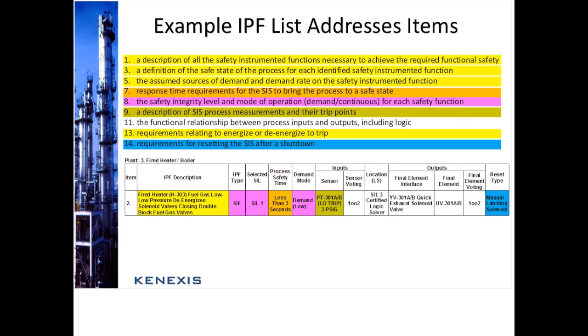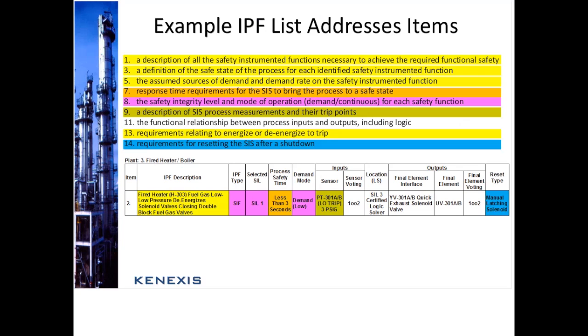So we have that instrument of protective function list, and it addresses a lot of the items in 10.3. So item number 1, a description of all the safety instrumented functions necessary to achieve the required functional safety. Here I'm just using a simple example of one of the safety instrumented functions, but if we had the entire list below us, such as the 3 before, or a larger list of 10 safety functions or 20, that instrument of protective function list would address the need of 61511 Part 1, 10.1.